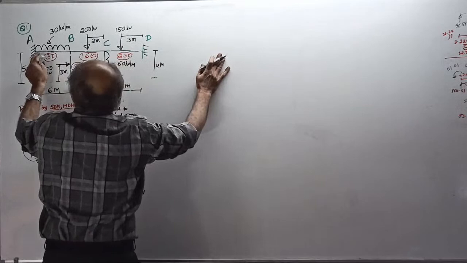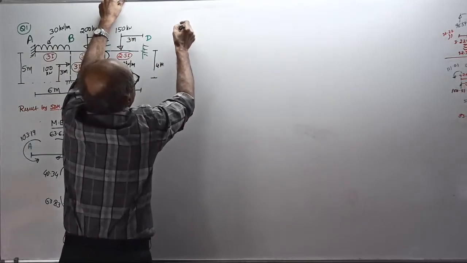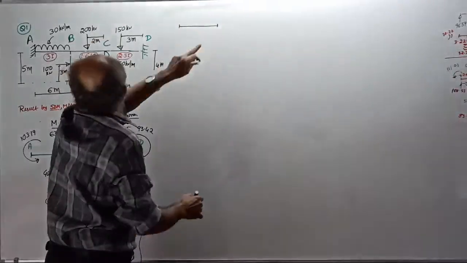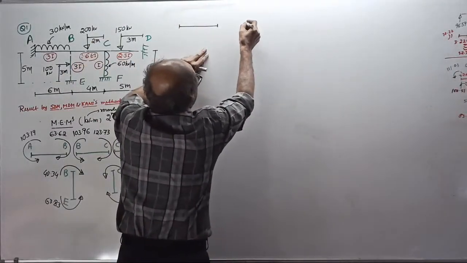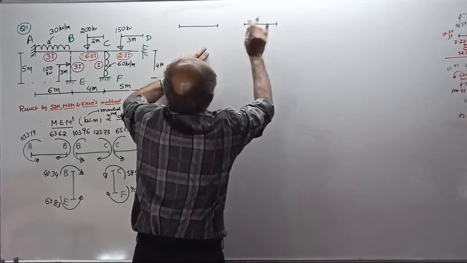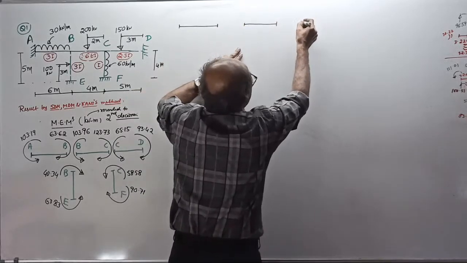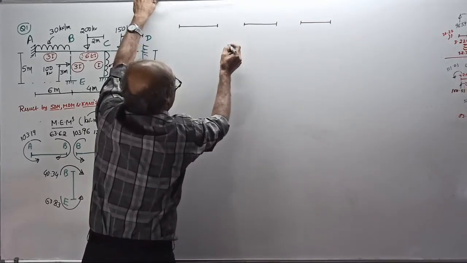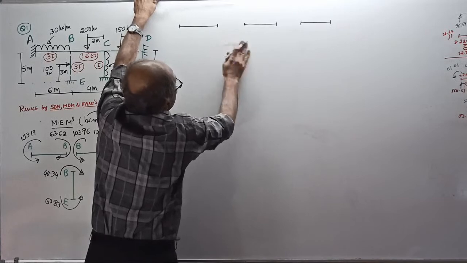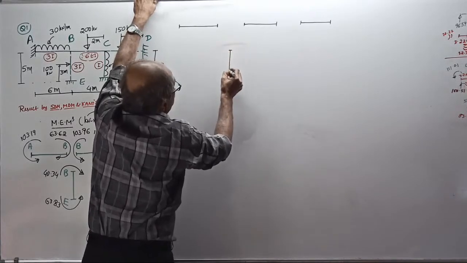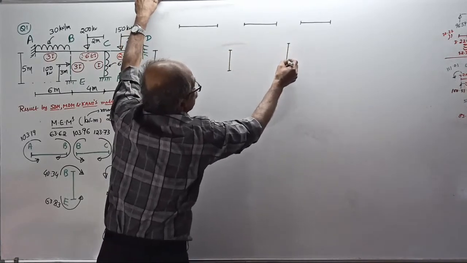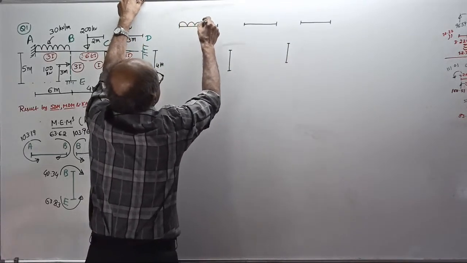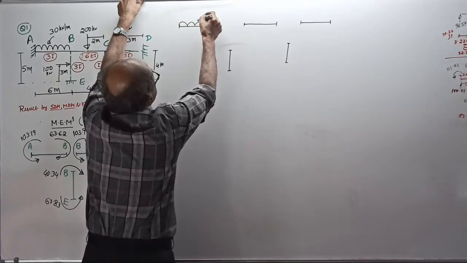Space problem is there. AB member. AB is here. Limited space. I will leave some space here. I will write BC here. Space problem. I will leave a space here. I will write CD here. Then some more space I will leave here and write a little down. This is your BE. This is your CF. Okay, see. Now, I will enter all the loading. 30 kilonewton per meter.